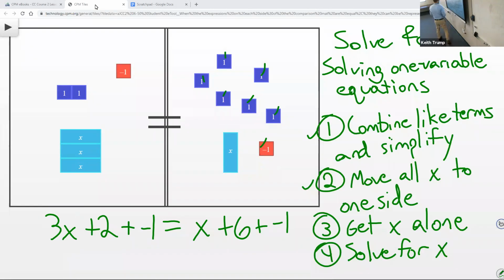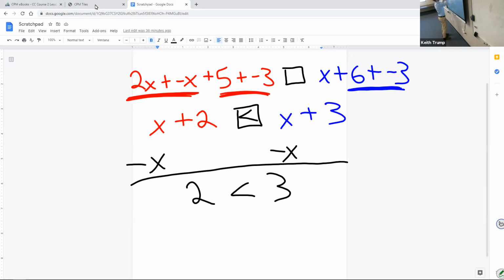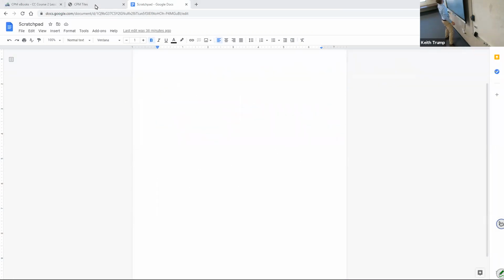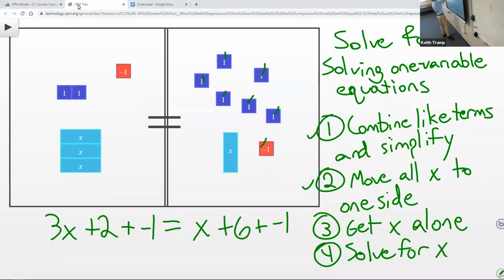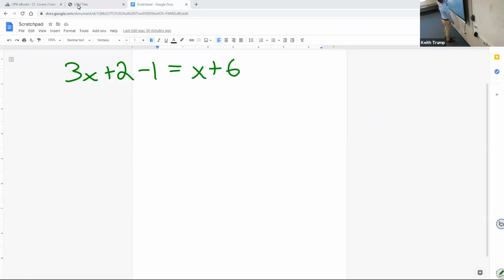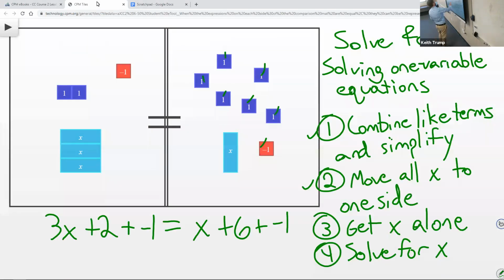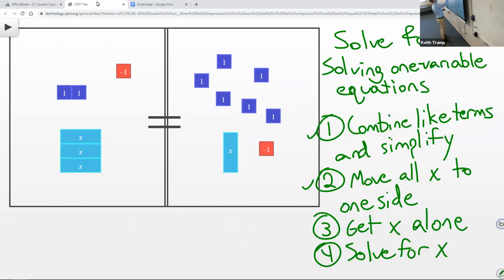I'm going to copy that onto another piece of paper here. 3x plus 2 minus 1 equals x plus 6 plus -1. I guess I'll make this plus -1, which is the same as just -1. Okay. All right. So now our first step, according to our rules of solving for x, is going to be to combine like terms and simplify. So let me go ahead and combine like terms and simplify.